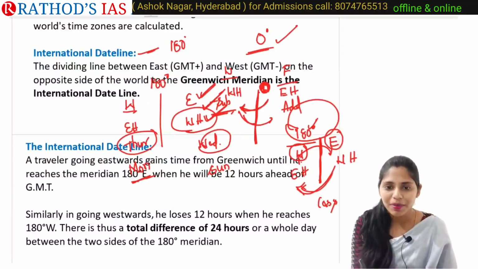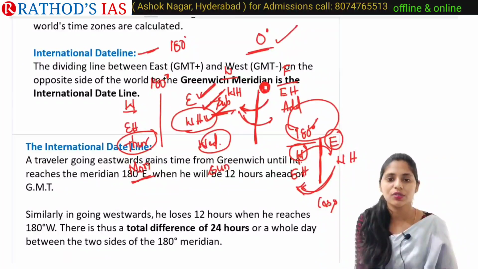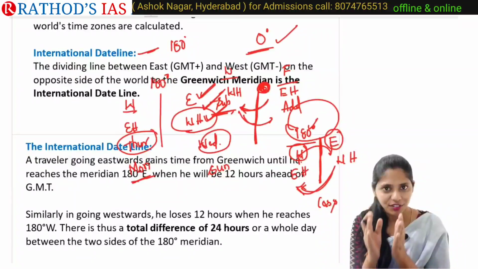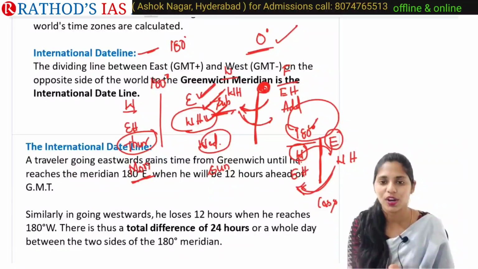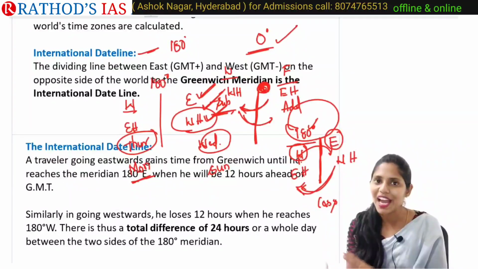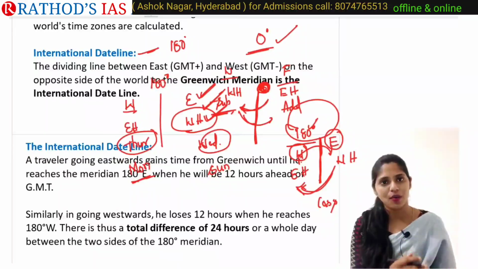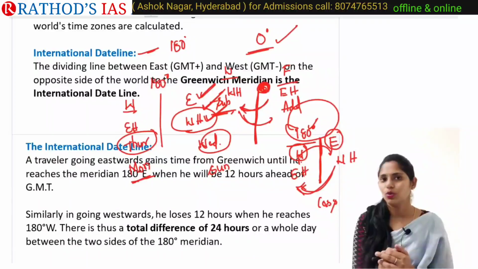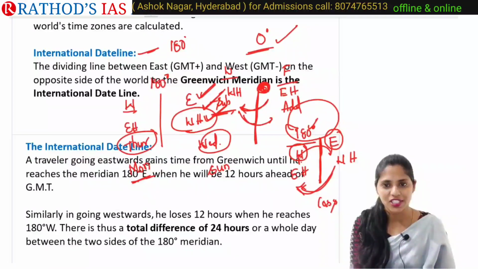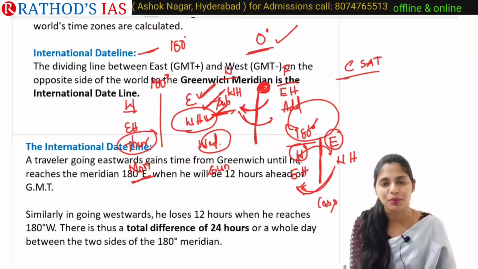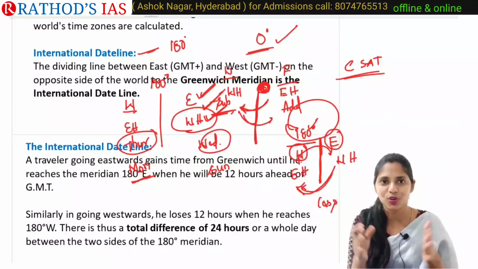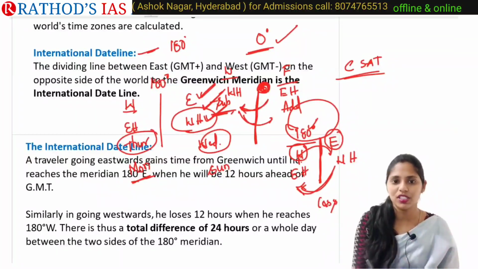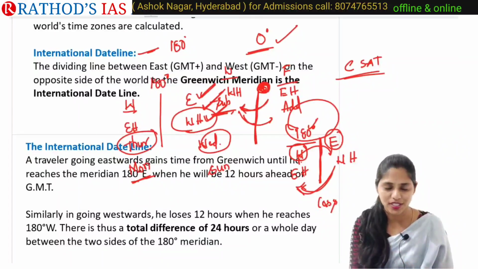So if you are comparing this 180 degrees with 0 degrees, here at 0 degrees longitude, towards your east you will be having the eastern hemisphere and towards your west you will be having the western hemisphere. But 180 degrees is exactly opposite to 0 degrees, right? So here priorities will be changed. In CSAT, you will be practicing this type of questions, like if you are facing towards east, or towards north, directions will be changed. So if it is exactly opposite, your west becomes east and your east becomes west, right?